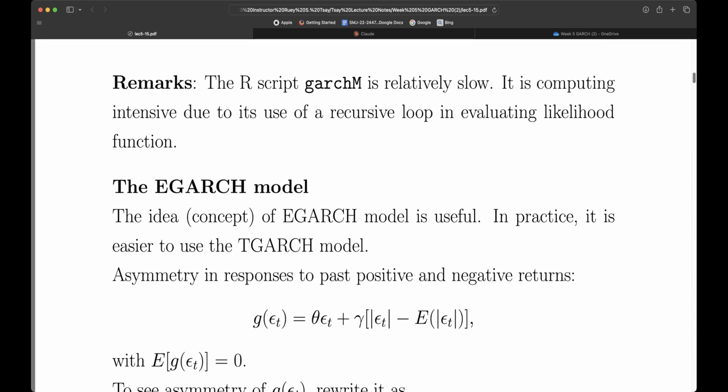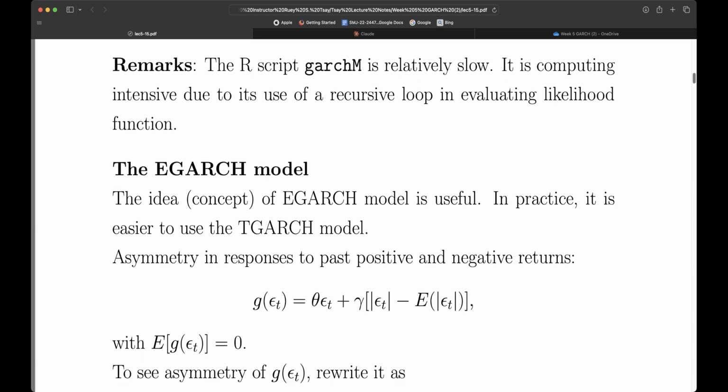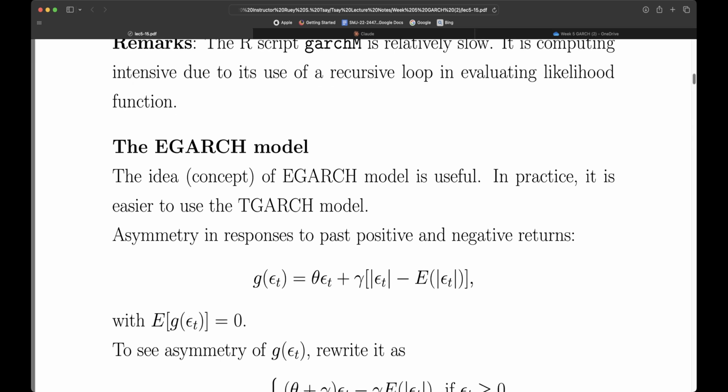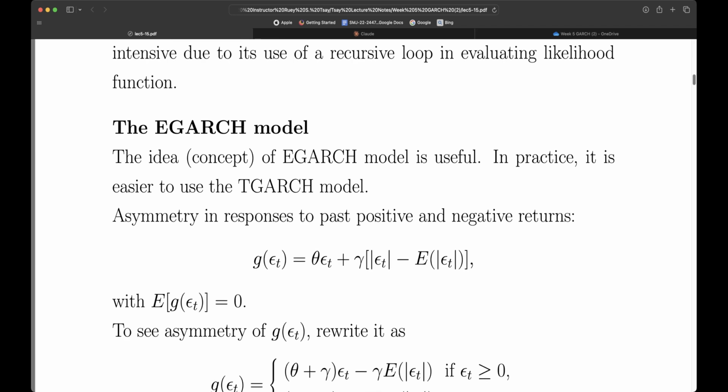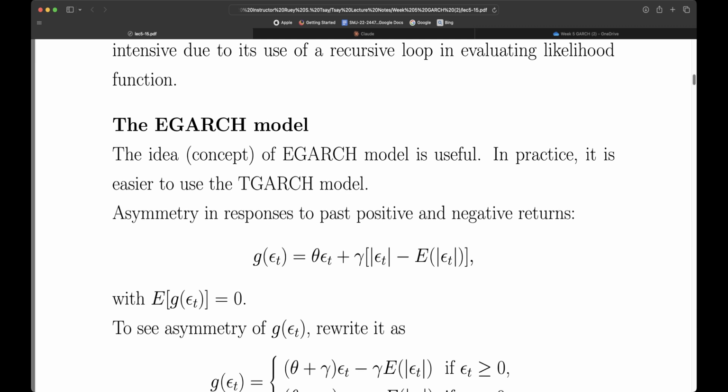Now the eGARCH model. The concept of the eGARCH model is useful. It is a very useful model. In practice, it is easier to use than the TGARCH model. It captures asymmetry in response to past positive and negative returns. So we have g(epsilon_t), which is a function of epsilon_t with some sensitivity. It is an increasing function of epsilon, but then we have the absolute value of epsilon_t minus the expected absolute value of epsilon_t. So it depends on whether epsilon is positive or negative. In the previous GARCH model, positive and negative shocks have the same effect, because it is all squared, but now we measure the gap. Here it is not squared. We have this term, and therefore it makes a difference whether it is positive or negative.